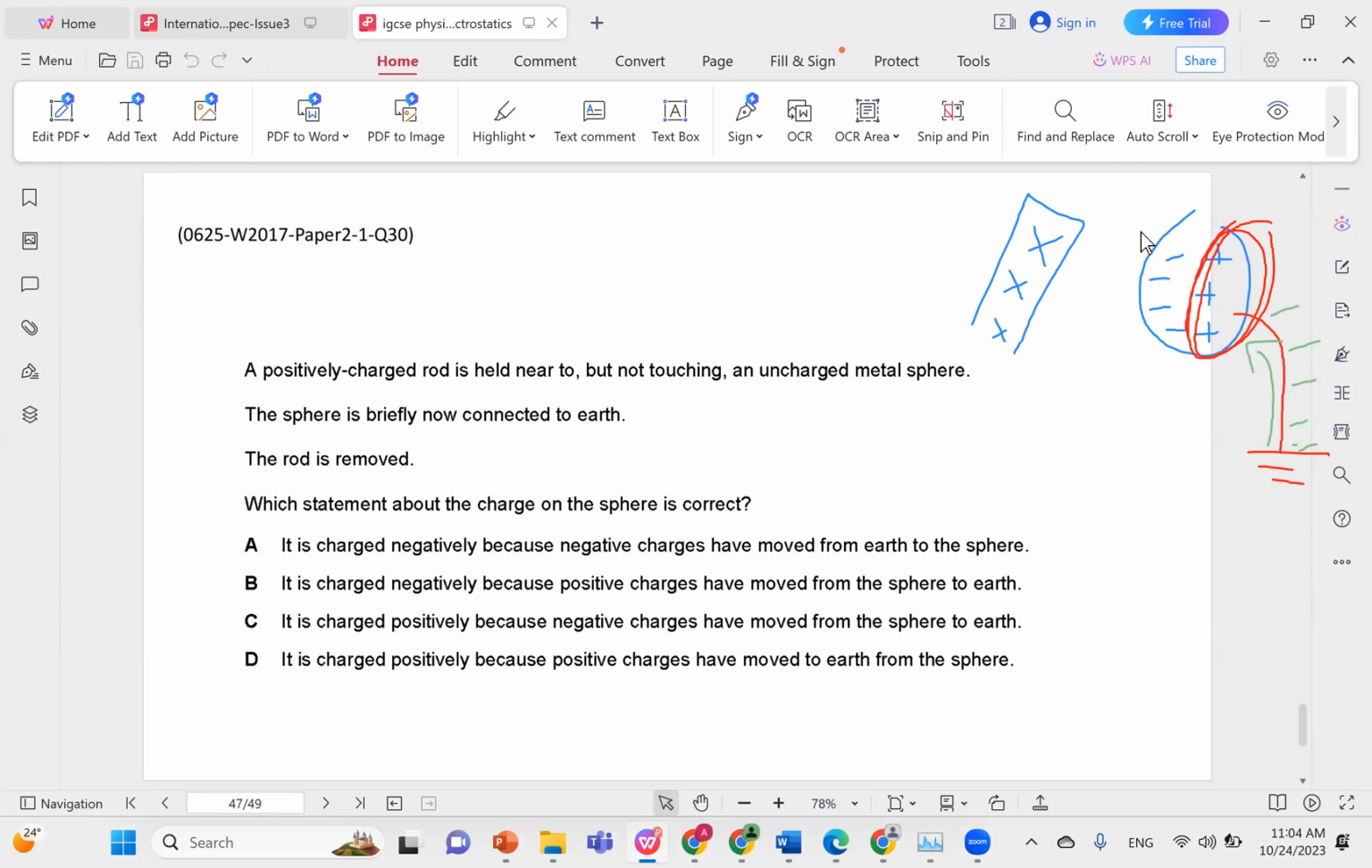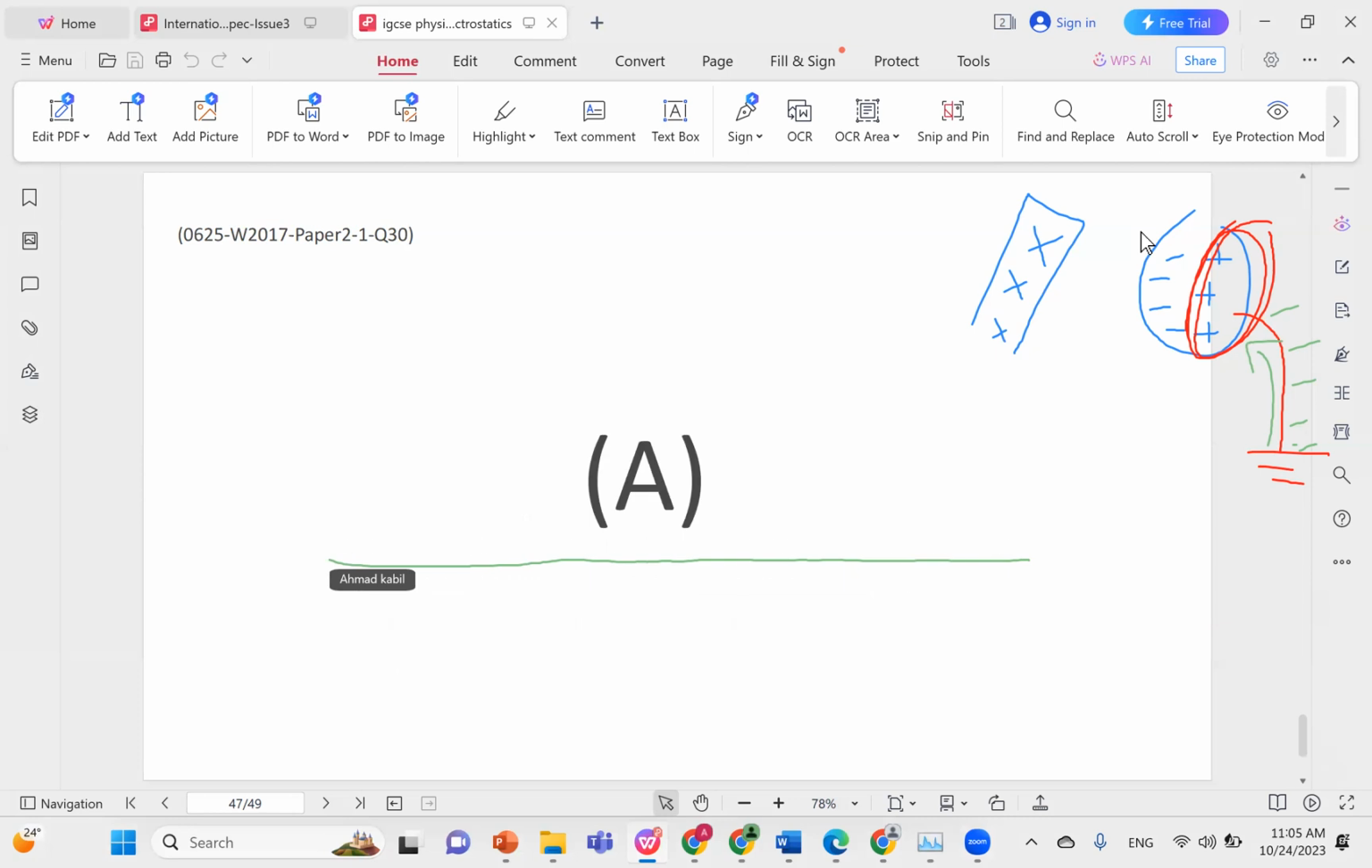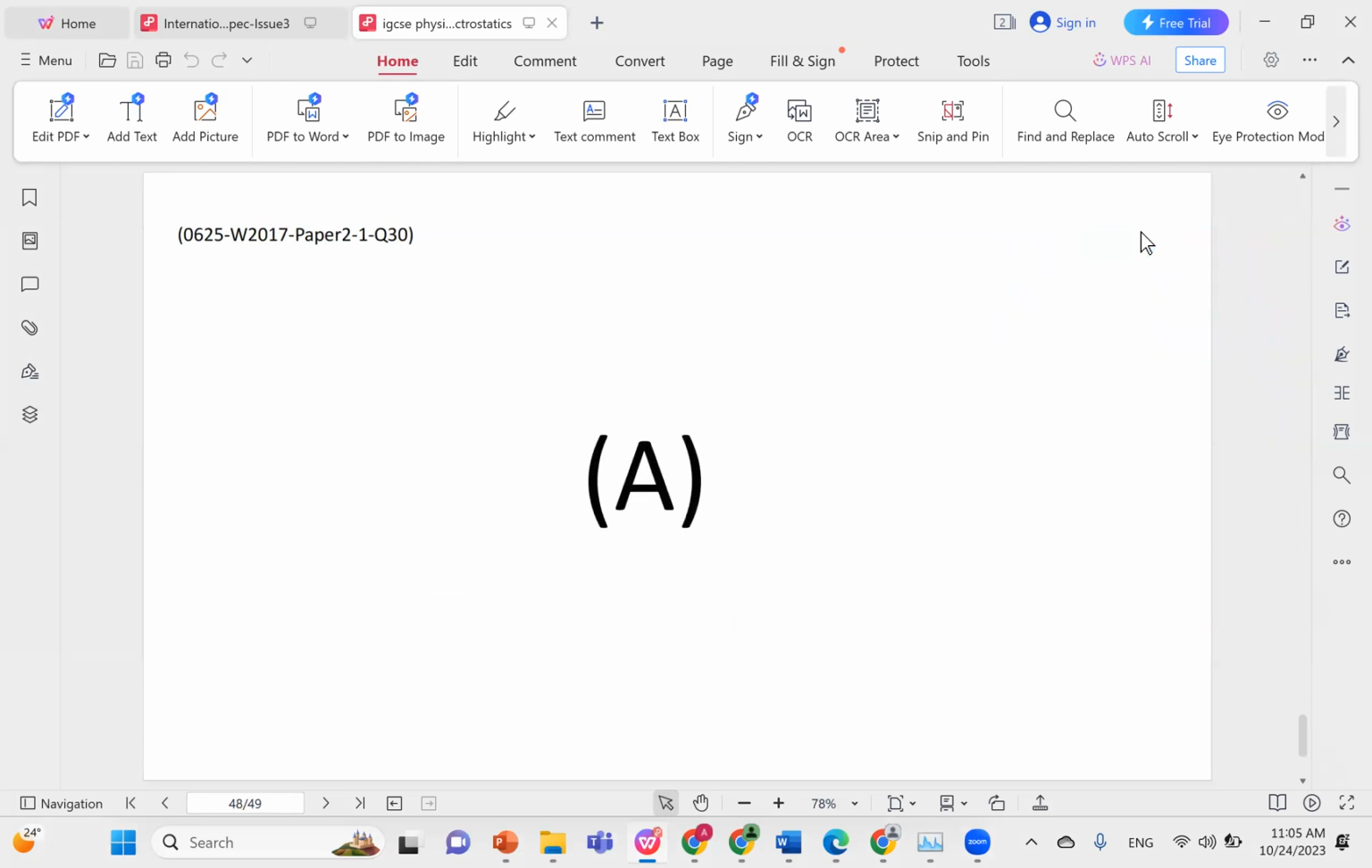Now, I will remove the rod, and I want to know what is the charge on the sphere. So since it attracted electrons, it is now more negatively charged, right? Because you have more electrons than protons. Hence, the total charge is negative. So the correct choice here would be choice A. It is charged negatively because negative charges have moved from the Earth to the sphere.